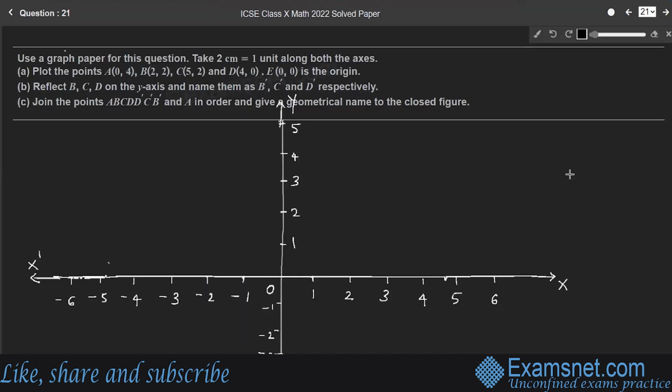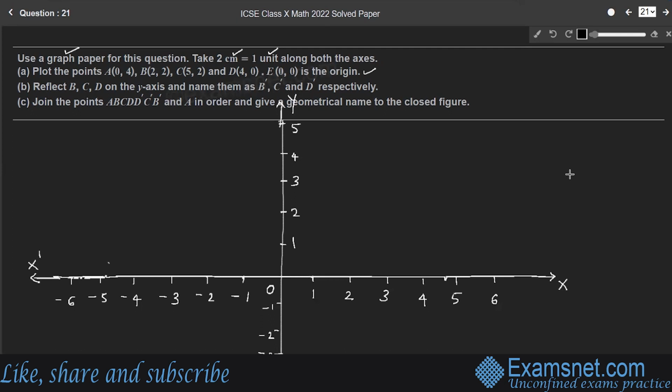Question 21. Use a graph paper for this question. Take 2 centimeter is equal to 1 unit along both the axes. Plot the points A, B, C, D, and E. The coordinates of the respective points are given. E is the origin. Reflect B, C, D on the y-axis and name them as B dash, C dash, and D dash respectively. Join the points A, B, C, D, D dash, C dash, B dash, and A in order and give a geometrical name to the closed figure.